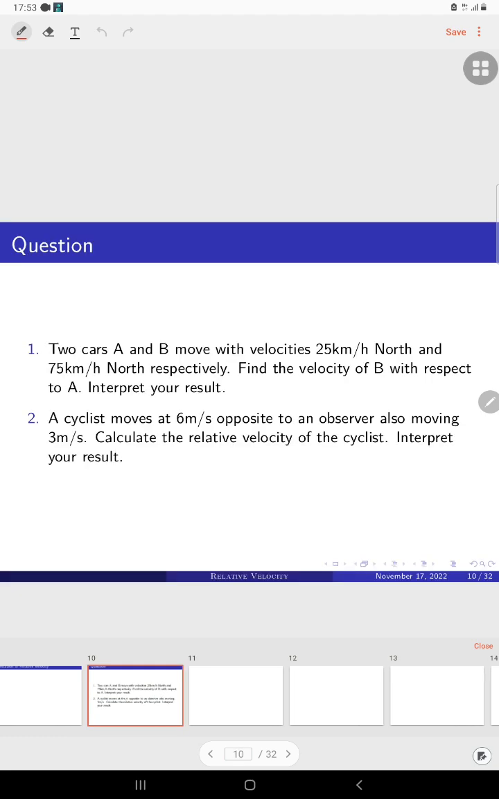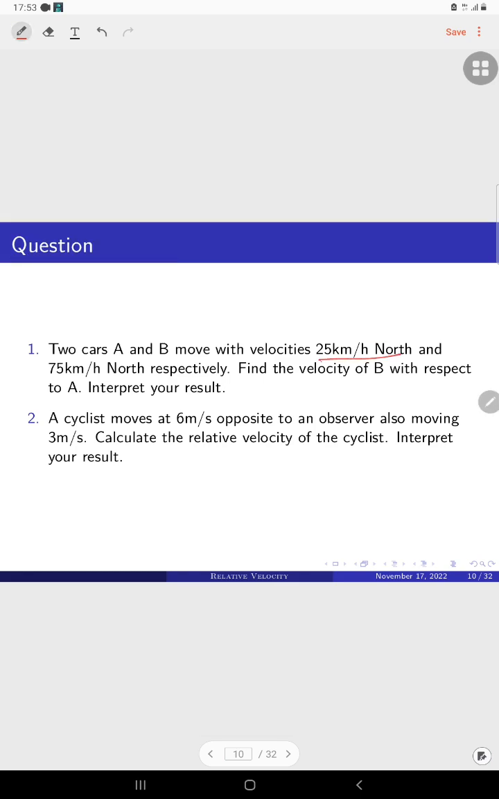Question 1. Two cars A and B move with velocities 25 kilometers per hour north and 75 kilometers per hour north respectively. Find the velocity of B with respect to A, and we are asked to interpret our results.